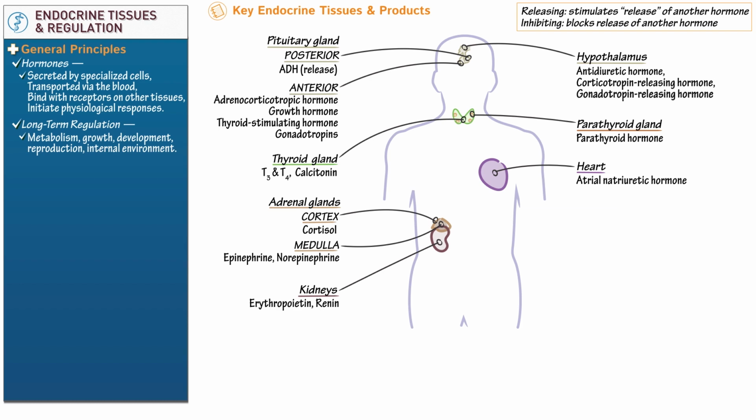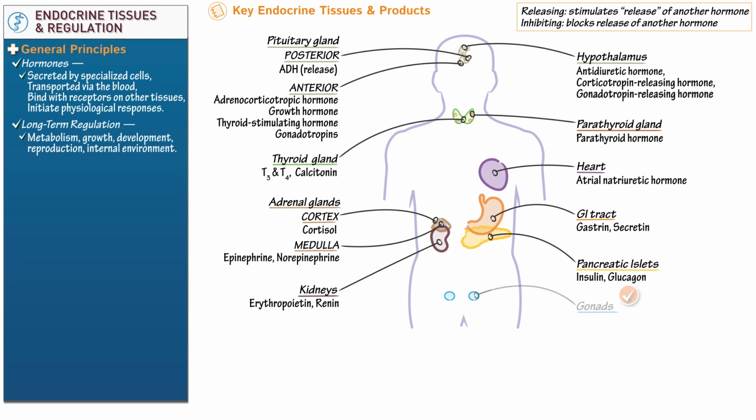Across from the kidneys, draw the stomach and indicate that specialized cells throughout the gastrointestinal tract secrete hormones that aid in digestion and metabolism. Gastrin and secretin are two examples. Then show the nearby pancreas and indicate that pancreatic islets secrete insulin and glucagon, which are hormones that regulate blood glucose levels. Lastly, show that the gonads produce large quantities of the reproductive hormones.